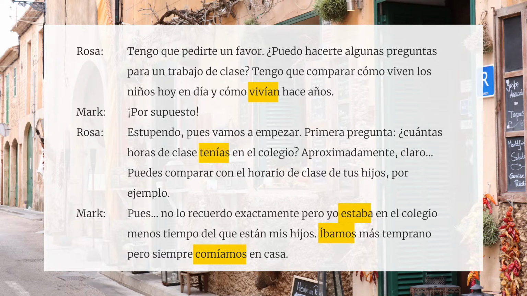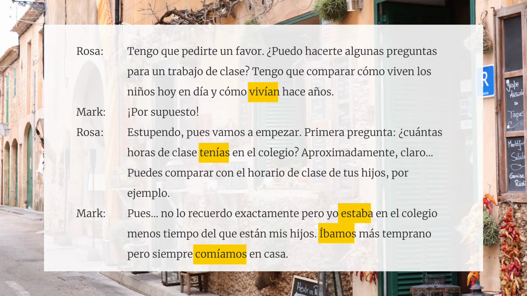I say, por supuesto. Rosa continues, estupendo. Fantastic. Pues vamos a empezar. Let's begin. Primera pregunta. First question, ¿cuántas horas de clase tenías en el colegio? So another imperfect tense from the verb tener, to have. So how many hours of class did you have at school? Aproximadamente, claro. Approximately, of course. Puedes comparar con el horario de clase de tus hijos, por ejemplo. You can compare with the timetable of your children, for example.